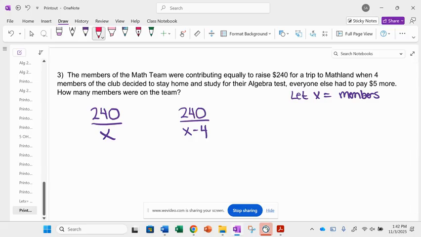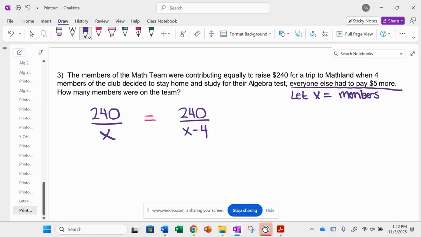Now we have to somehow make these two equal each other. Well, what had to happen for that to equal out the price? Everyone else had to pay $5 more. Okay, so now we know we have to add $5 somewhere. Do you agree to keep this balance? Let's think about where we're going to add it.